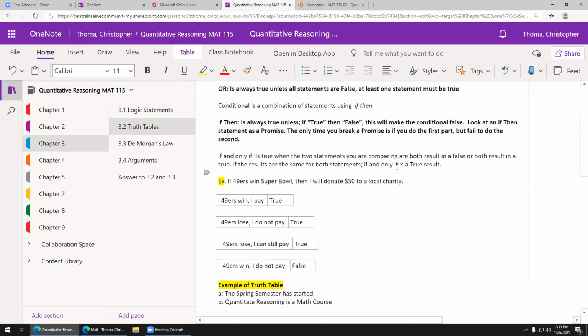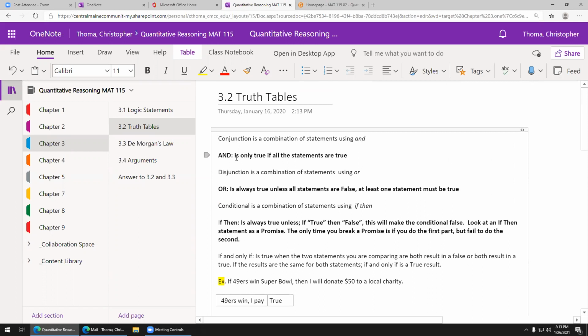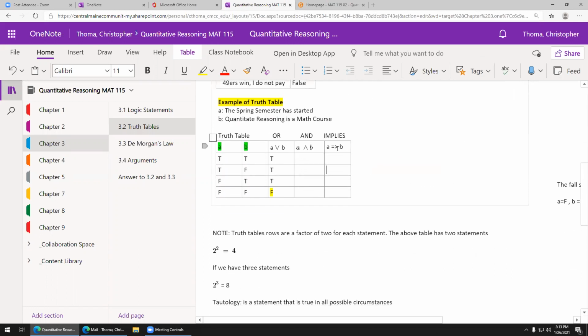So we got or done. Now we come up here to and. And is only true if all the statements are true. So I come down here, skip the or, and come back to my little greens, my starting point. My A is true, my B is true. They're both true, so therefore my statement is true.